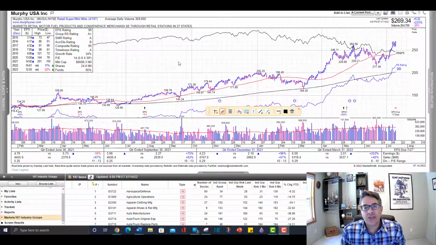Let's fool around today with Mark Minervini's trend templates on Marketsmith. If you subscribe to Marketsmith, let me show you where these trend templates are and how to use them. And if you don't subscribe to Marketsmith, this might inspire you to do so. And if not, you'll still maybe get a few good stock ideas out of it.